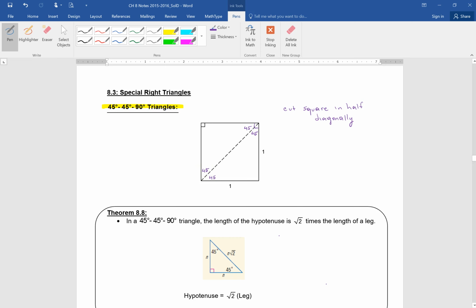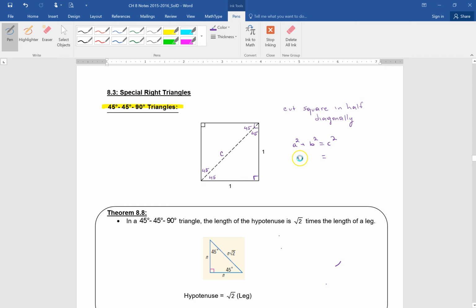And now I want to find the measure of that diagonal, c. Since I know that this angle is 90 degrees, why don't I apply the Pythagorean theorem? The Pythagorean theorem says a squared plus b squared is equal to c squared. What's a and b here? 1 and 1, right? It's a square. All sides are the same. So if this is 1, so is that.